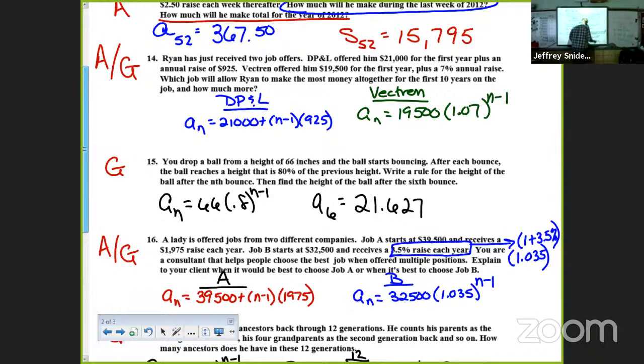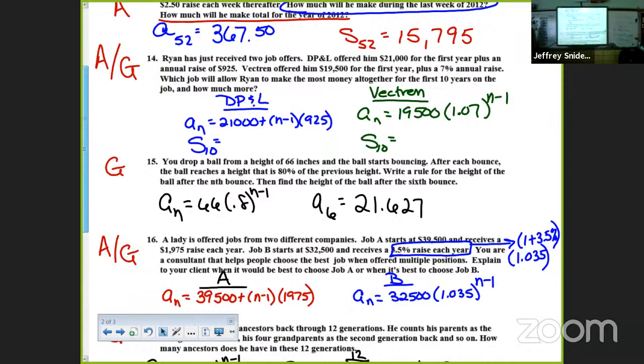All right, now, this one's a little more cut and dry than the other one we already talked about. This one's saying, hey, which job allows Ryan to make the most money altogether for the first 10 years? That means I want to find the sum of his money made at both locations over 10 years. So this is a series question, okay?